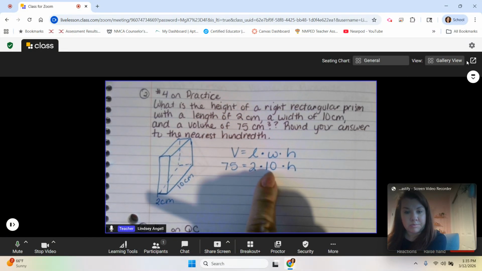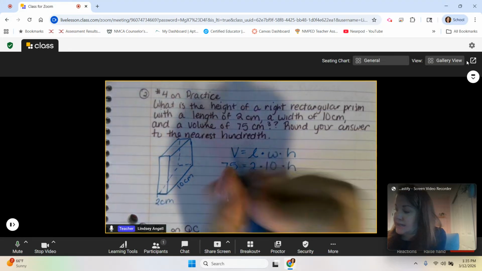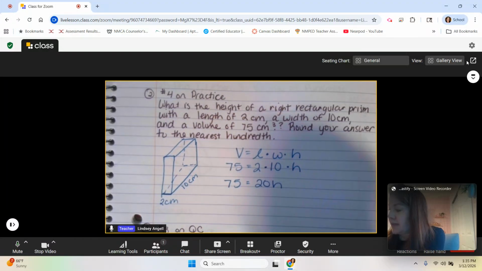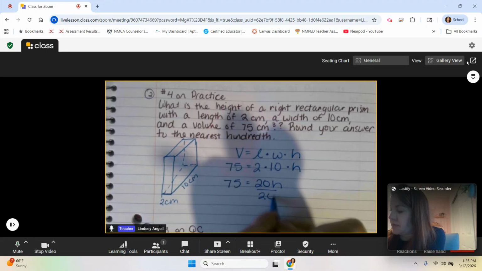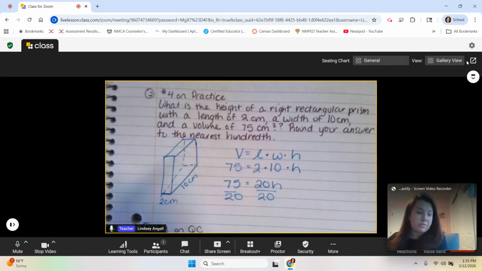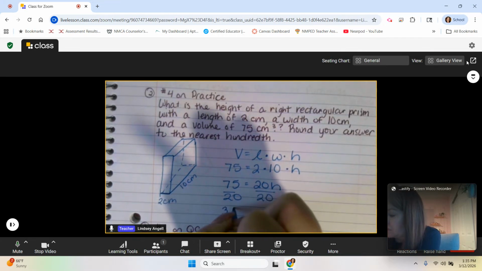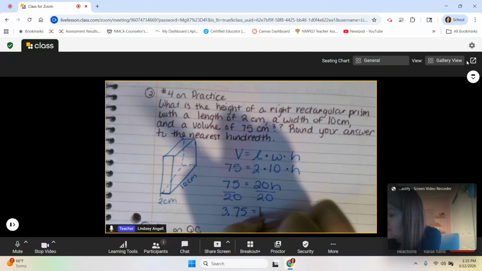Well, I can go ahead and complete this. I know what 2 times 10 is. That's 20. So now I have 75 equals 20 times h. Divide both sides by 20. Off the top of my head, I don't know what 75 divided by 20 is. So there we go, 3.75. So 3.75 is equal to the height.